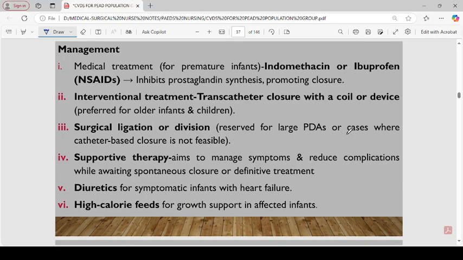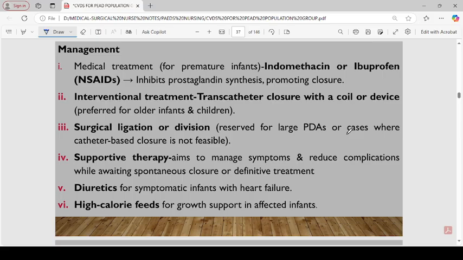Medical treatment for premature infants, you would use indomethacin or ibuprofen. These are just NSAIDs. NSAIDs are going to inhibit prostaglandin synthesis, and this is going to promote closure. Interventional treatment, like the transcatheter closure with a coil or a device, is preferred for older infants and children. Surgical ligation or division is reserved for large PDAs or cases where catheter-based closure is not feasible.